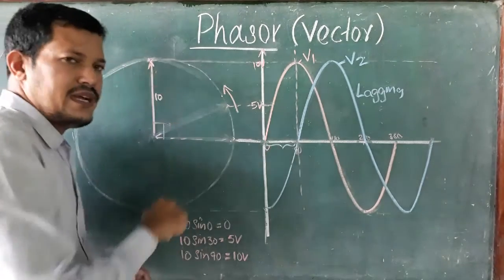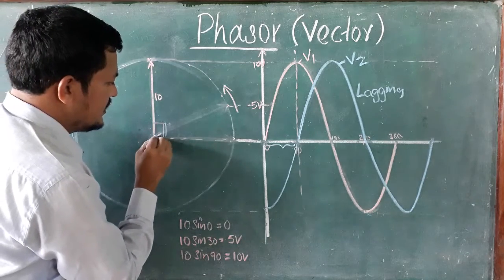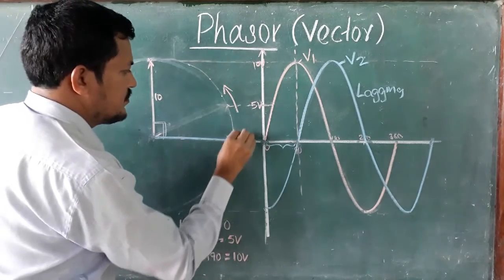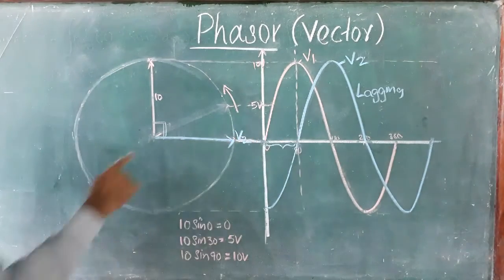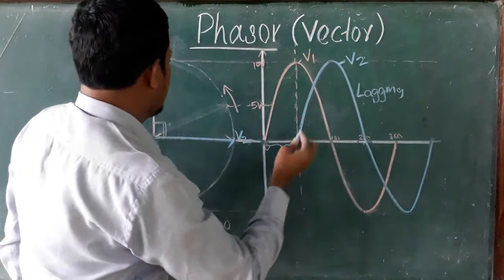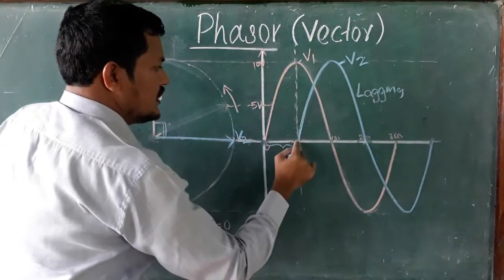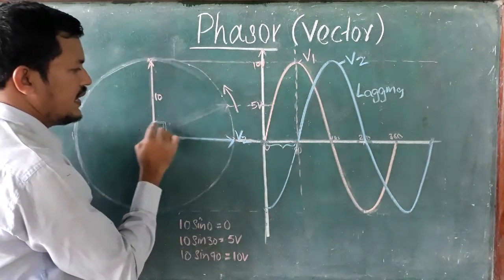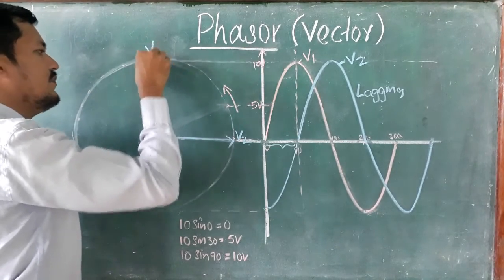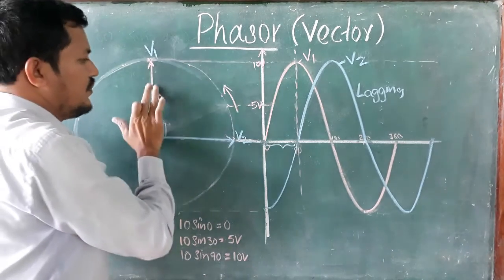Lagging means behind. Behind 90 degrees means this is the position. This is the position of V2. Clear? Comparing with the first one, I am taking this point because I already drew the position of the first one. So comparing the first one's position, the second one is behind the first one by 90 degrees. So our phasor diagram comes like this. One is V1, the second one is V2. Clear?